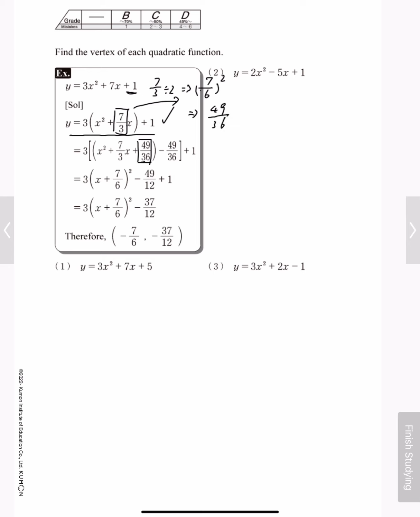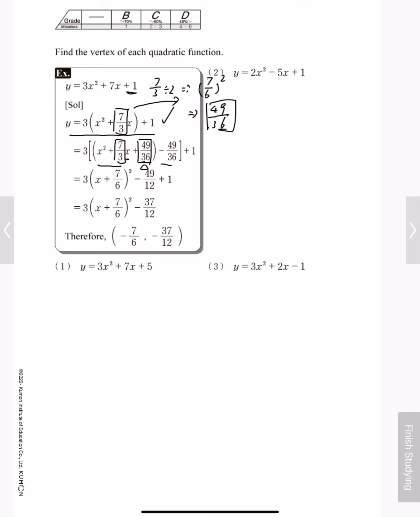If you're very sensitive with numbers, you can probably tell that, hey, this 7 over 6 is actually the number I have over here. So in order for us to do that, we are taking the first degree coefficient, in this case x, and 7 over 3. We take that number out, divide it by 2 to the power of 2, and I will get the number that I have to attach to the x squared plus 7 over 3x. And then I just have to minus it out.